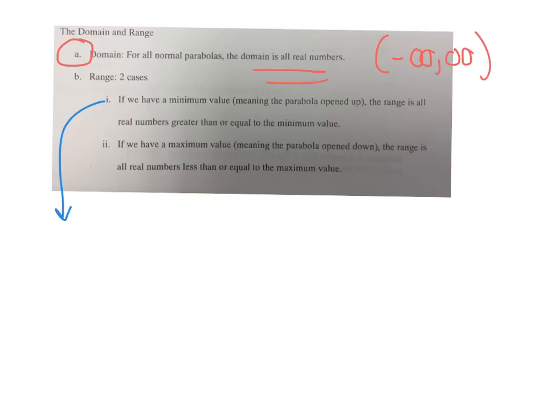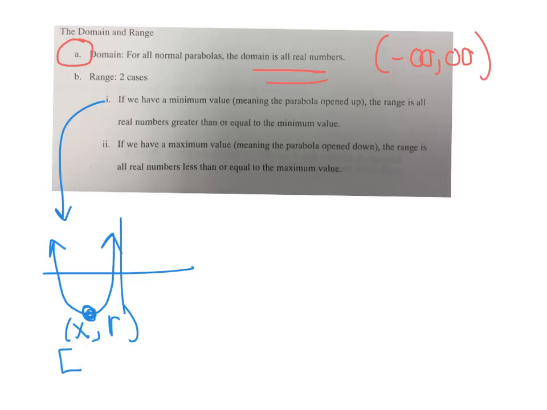So the first case right here says, if we have a minimum value, so think about it. If I draw a parabola that has a minimum value, there's a minimum, then my range is going to be my minimum and up. So I'm going to call this point right here x, comma, r for range. So that means that my range is going to be, I'm going to put a bracket because I touch it, I'm going to go from r up to infinity.